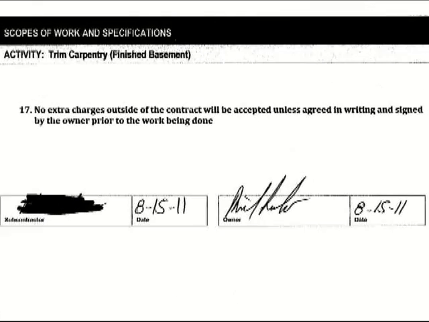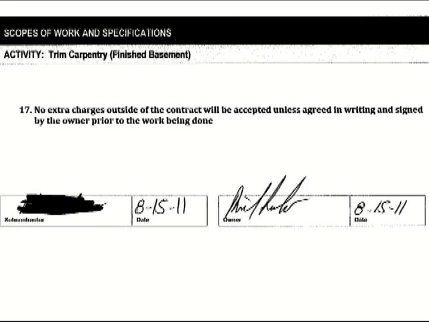Now let's go to page 2 of the scope of work and specification for trim carpentry. If you look at number 17, it says no extra charges outside of the contract will be accepted unless agreed in writing and signed by the owner prior to the work being done. This is one of the biggest items on the scope of work. It will save you a ton of money in the long run.